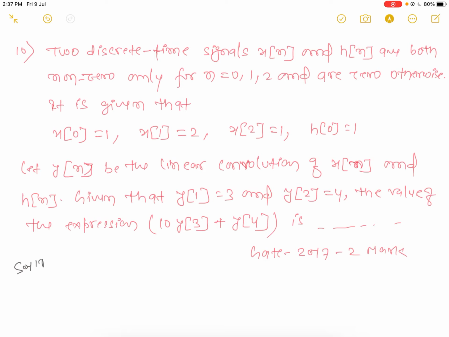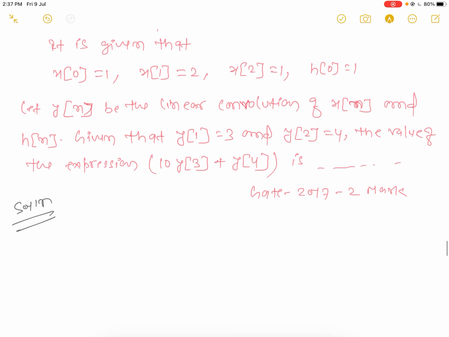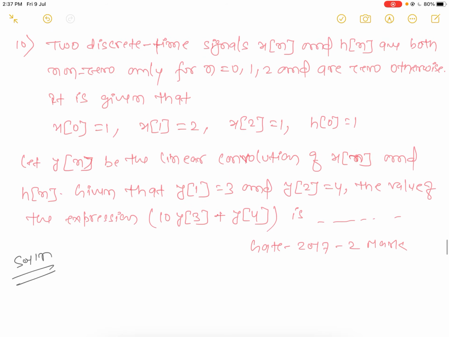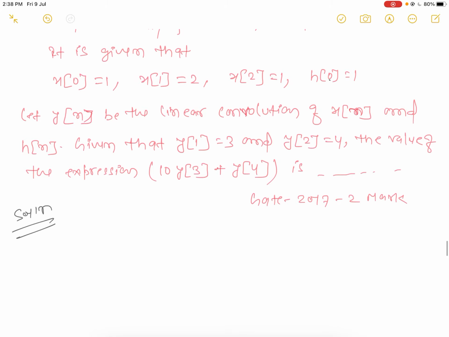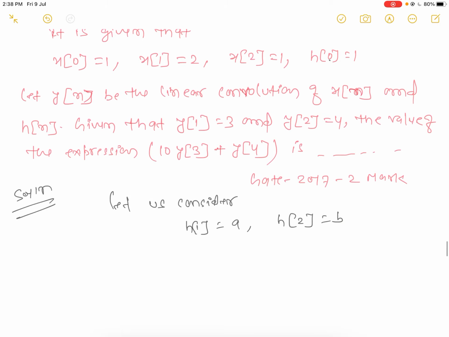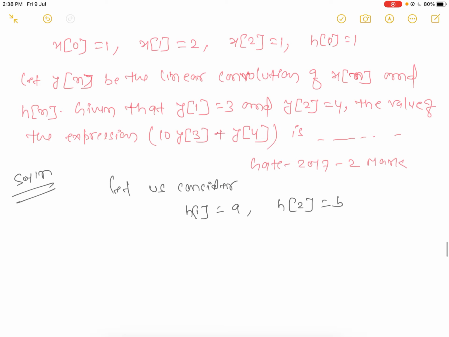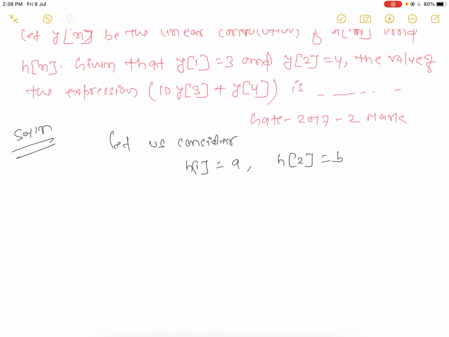Now coming to the solution in tabular form. First of all, only the sample value at the origin is given. It is given at the origin, h[1] and h[2] are not given. First let us consider h[1] is equal to a and h[2] is equal to b. We don't know them, but we will find them out.